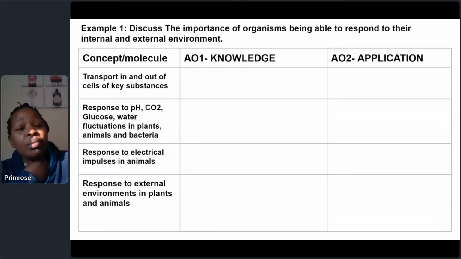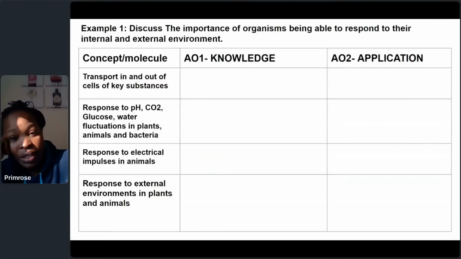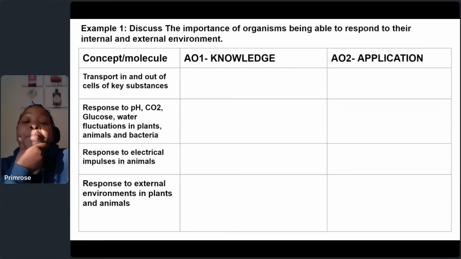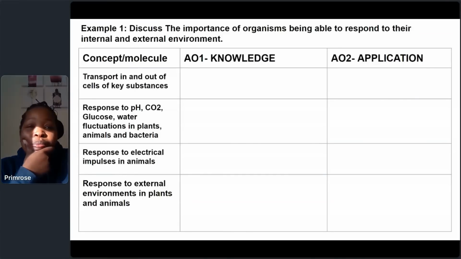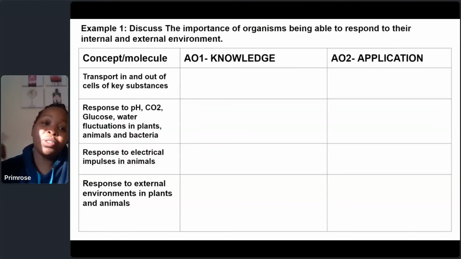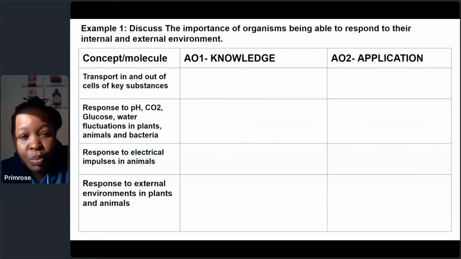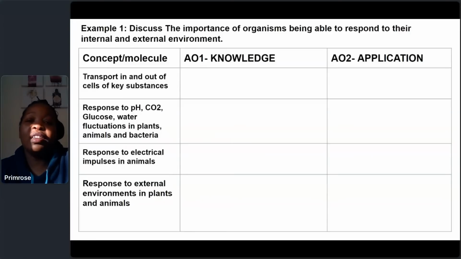So what I want to do is I've changed the layout. This is an idea of how you can plan an essay, and it's a different question, but what could you do? So we're doing predictions. Primrose, Kitten have done predictions this year of what essays could come up based on the pattern that we've looked at from past papers, and this is one of the predictions. So the question is, discuss the importance of organisms being able to respond to their internal and external environment.